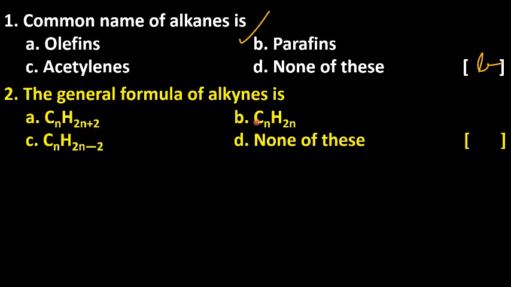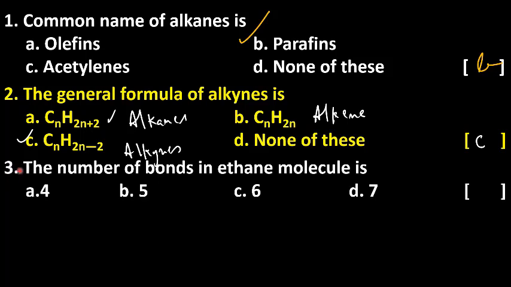CnH2n plus 2, CnH2n, CnH2n minus 2, and none of these. So the correct option is C, that is CnH2n minus 2. So this is for alkanes, and this is for alkenes, and of course this is alkynes.